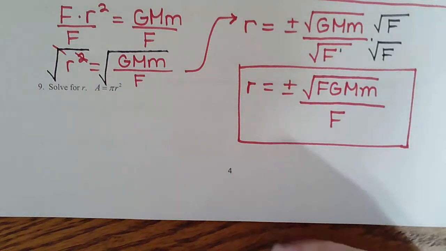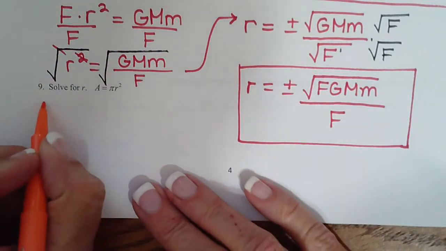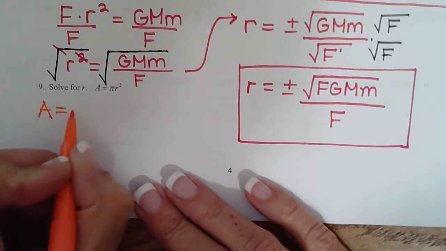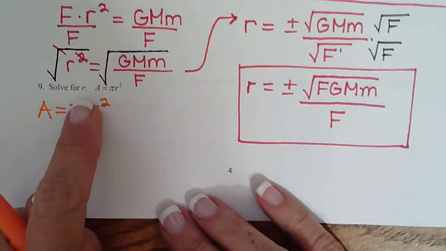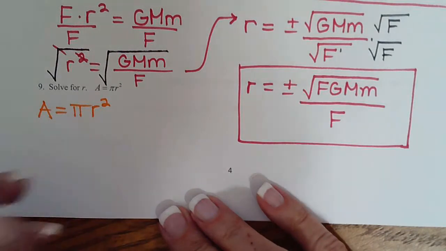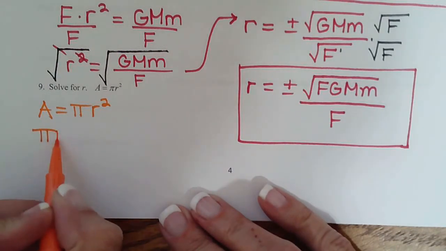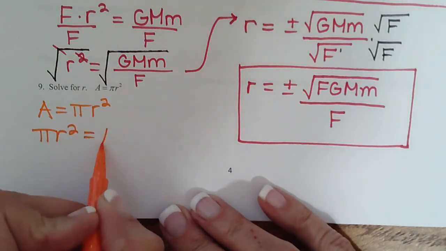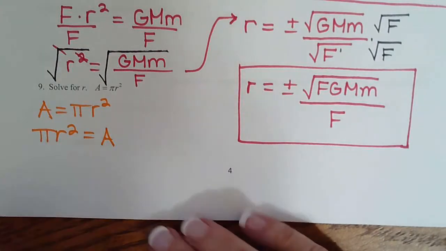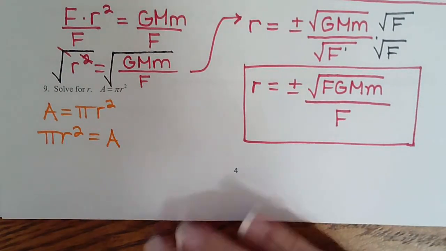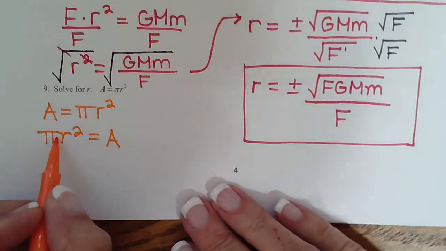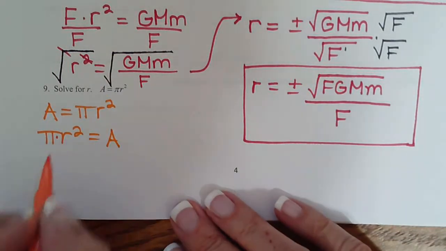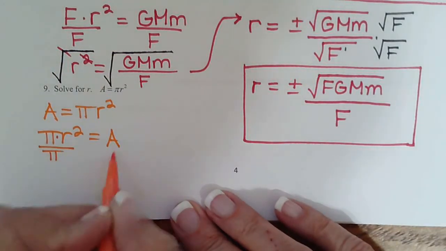Okay, so we have A equals pi r squared. So they're solving for r. So the minute I see that, I go, oh, I always like the letter I'm solving for on the left. So I'm going to move it over there. So to solve for r means I need to get r alone. So I see this is pi times r squared. So I'm going to divide both sides by pi.